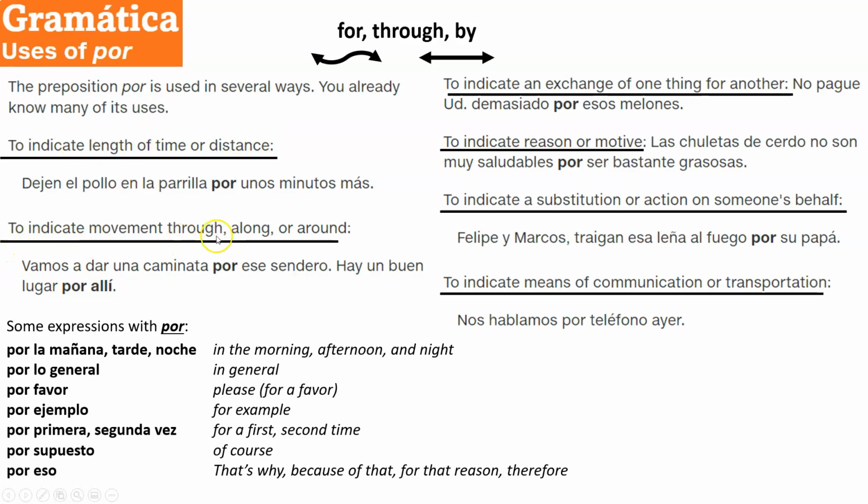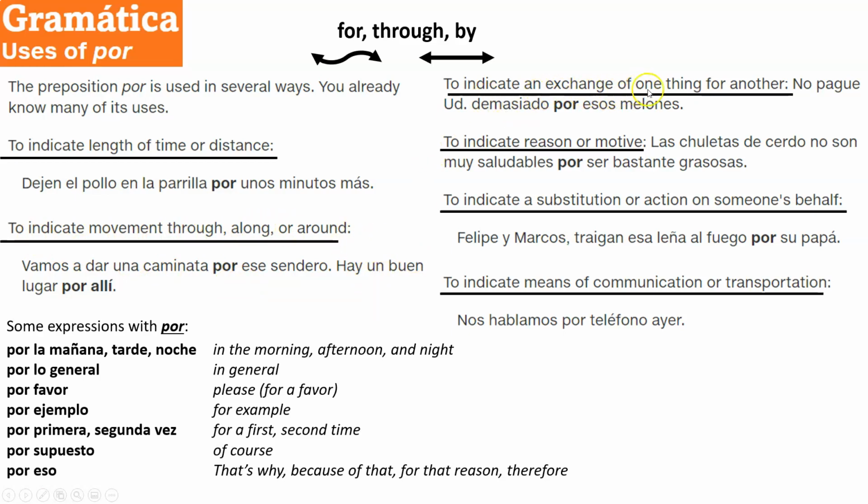To indicate movement through, along, or around. See, so it can also mean through. Vamos a dar una caminata por ese sendero. We're going to take a walk through this trail. Hay un buen lugar por ahí. There's a good place over here, over there. So it can mean to indicate movement through, along, or around something.